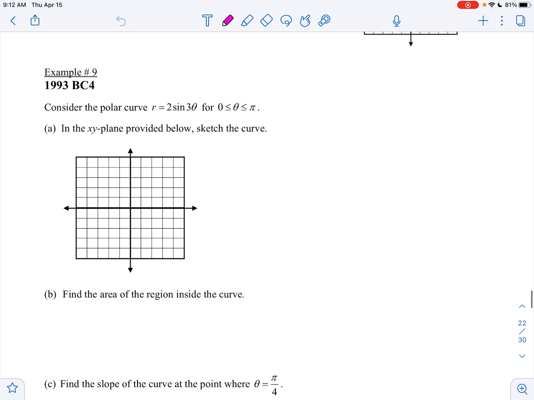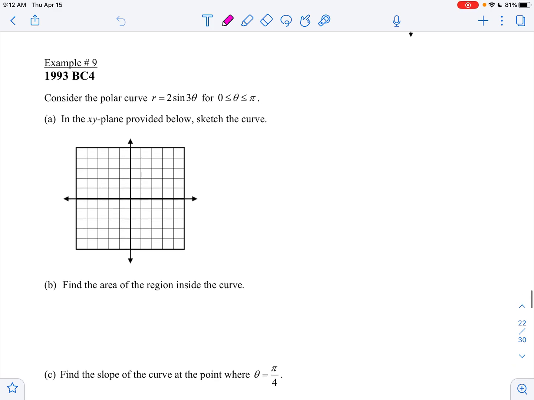As part of classwork today for 1993 BC4, I'm just going to give you guys the answers to some of the solutions and then go over the last page of this packet. So for the 1993 BC4, the graph of it, you guys should get a rose curve here with 3 petals, maximum petal length of 2. Plot a few points, graph it again.